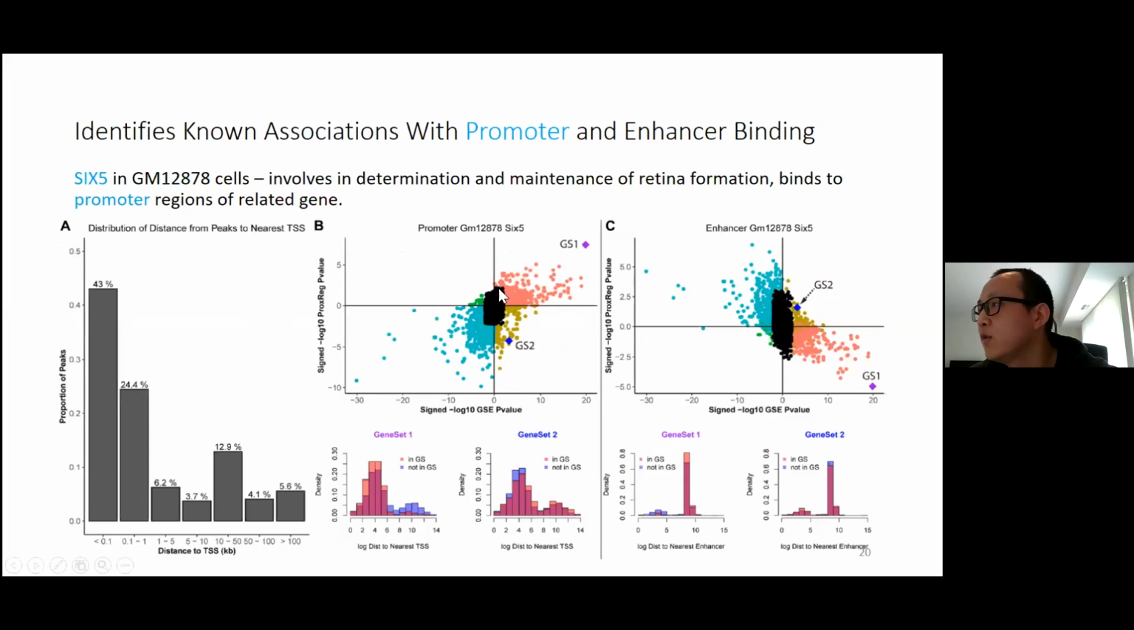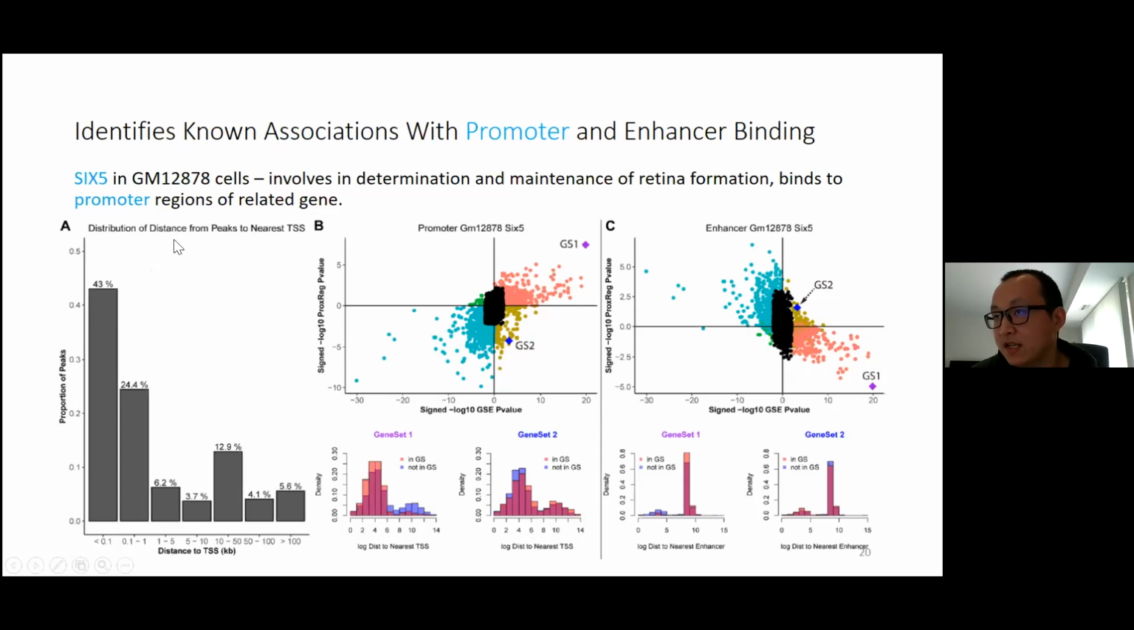Okay, so after we gathered the 3 different patterns, we want to identify the association with promoter and enhancer binding, to see that the result we found is a real result. For the promoter binding here, we selected this transcription factor, called 65, in this cell line. This TF is involved in the determination and maintenance of retinal formation. It is also well known to bind to promoter regions of related genes.